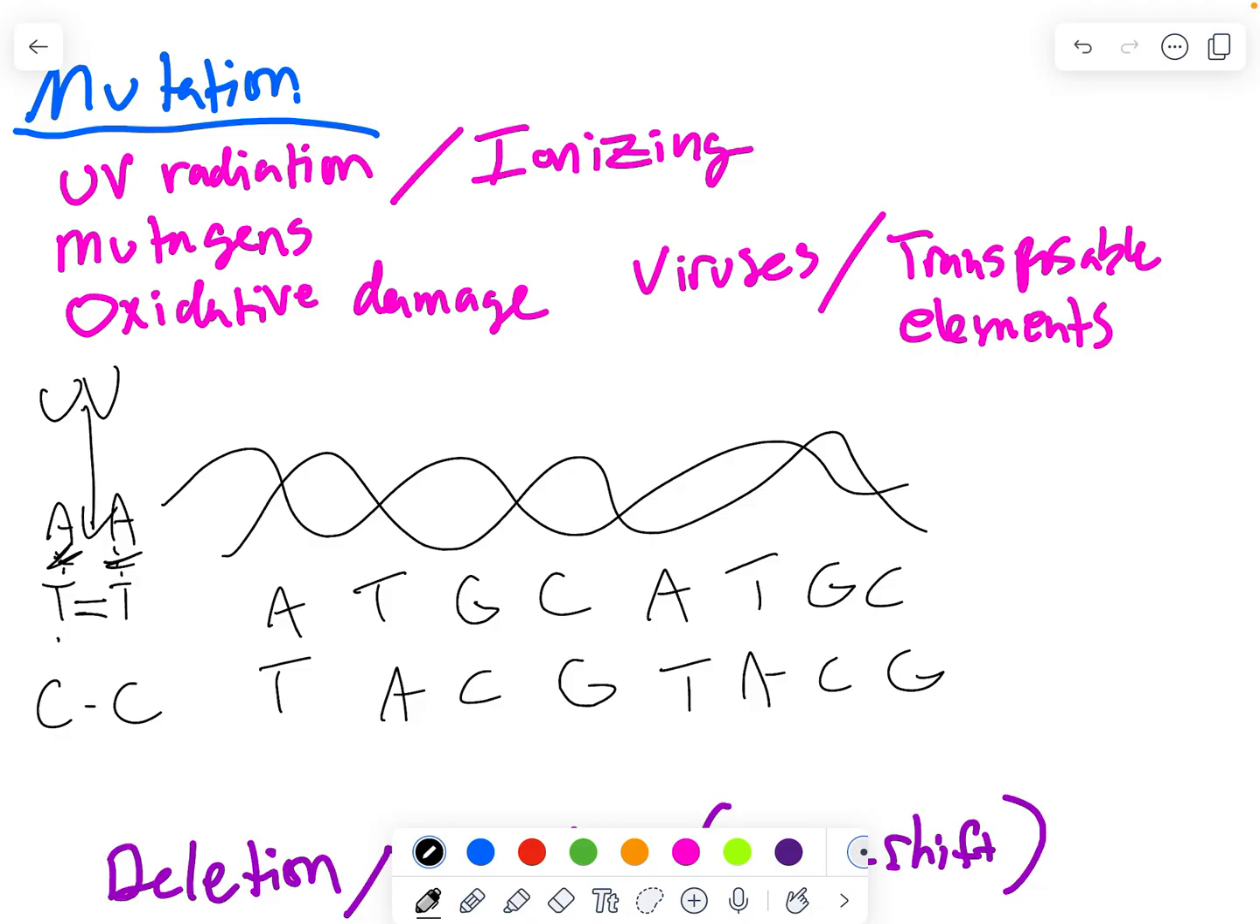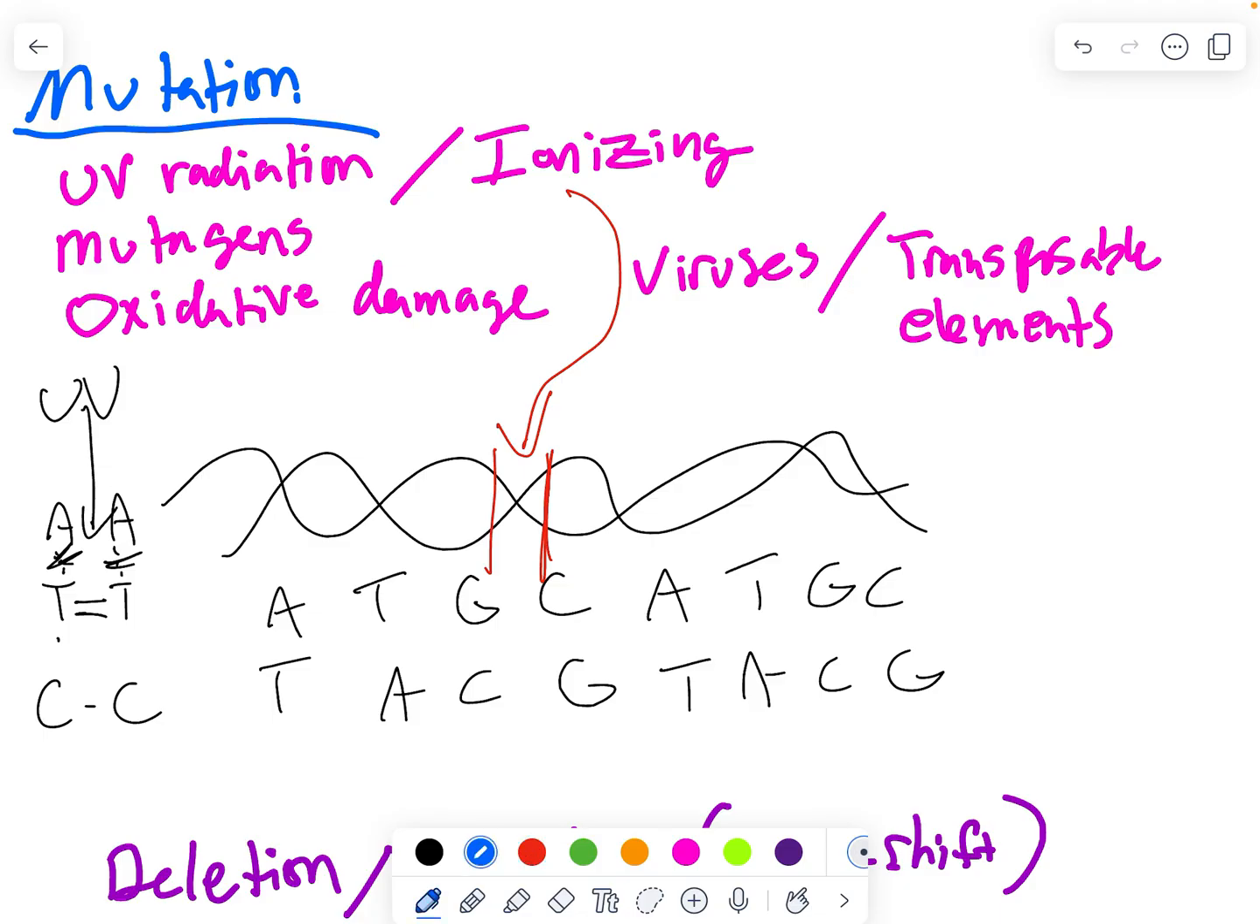Ionizing radiation, like X-ray radiation, basically comes in and provides enough energy to break the phosphodiester bonds that link our sugar phosphate backbone. So our ionizing radiation comes in and just breaks our DNA, right? And so when you break a chromosome, a linear chromosome, then part of it is going to be lost unless you can find a way to fix that very quickly.